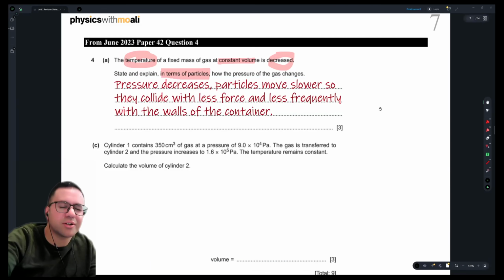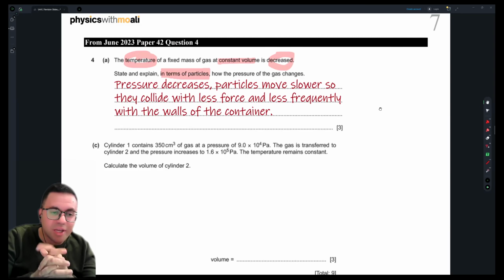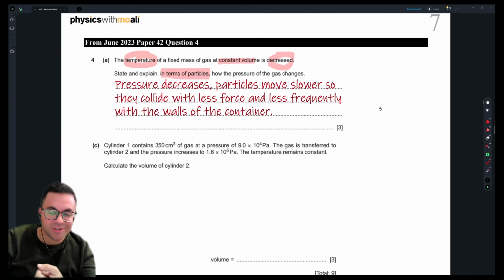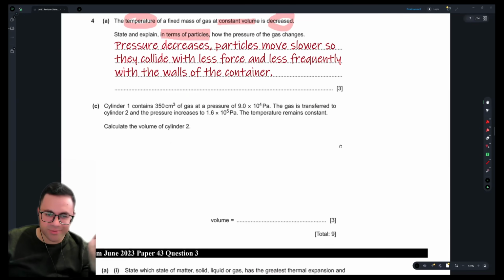Do you mention momentum or change in momentum or force over area? No, you don't. When we describe changes in pressure, you don't mention the whole momentum story. You only use that when I ask you to explain why there is pressure. Okay?